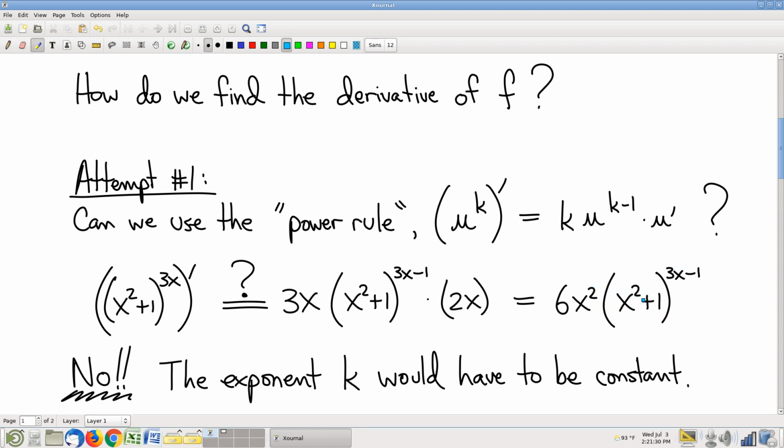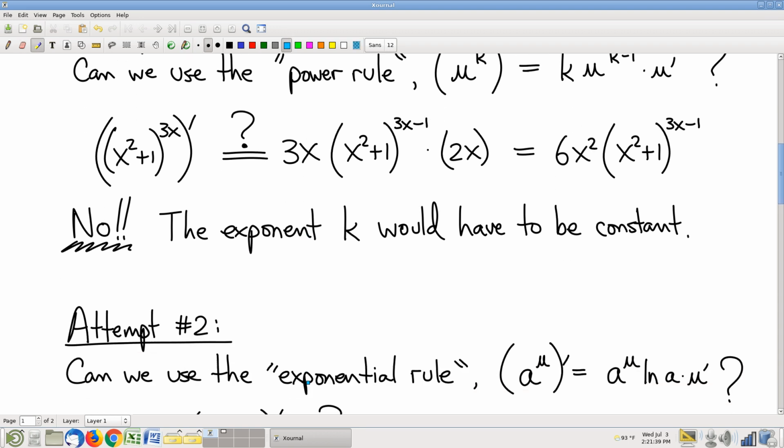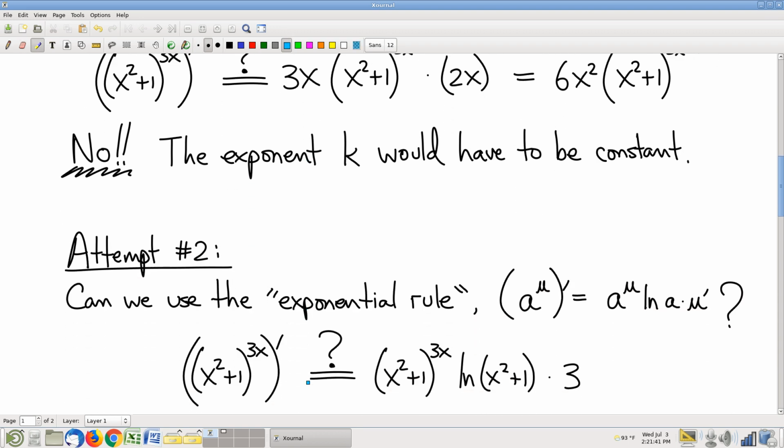Okay, so this problem, we have an exponent here that's not a constant. We have an exponent that's a function. Well, a lot of students will then think, okay, well, let's use the exponential rule. After all, the generalized exponential rule addresses what do you do if you have an exponent that is a function. So here's our generalized exponential rule. Following that rule, we would get this.